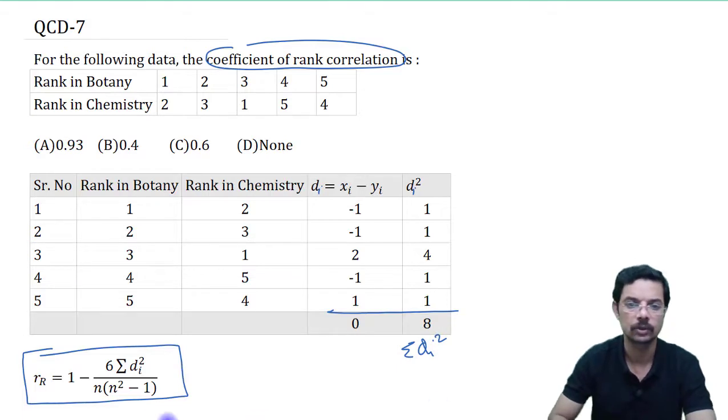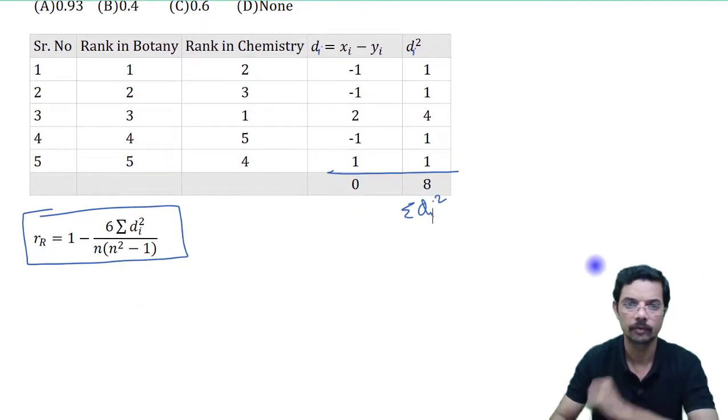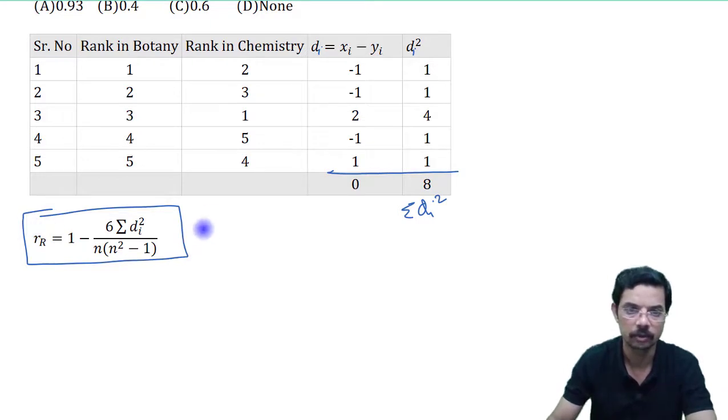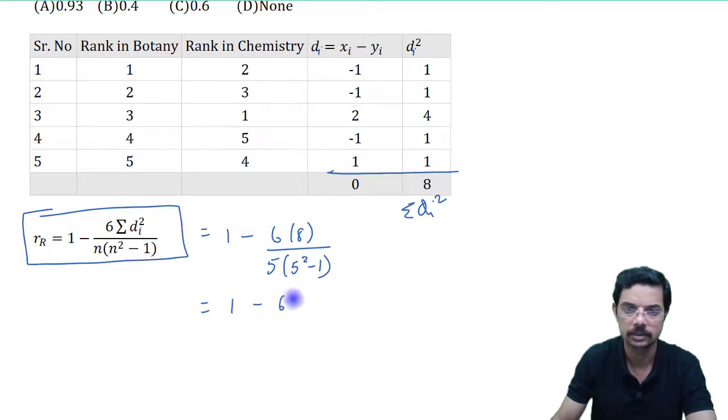So we put these values into the formula. We get 1 minus 6 into sigma di square, which is 8, divided by n. What is n? n is 5. So it is 5 into 5 square minus 1, which is 25 minus 1, is 24. 6 4s are 24, and 4 2s are 8. So this will be equal to 1 minus 2 by 5.